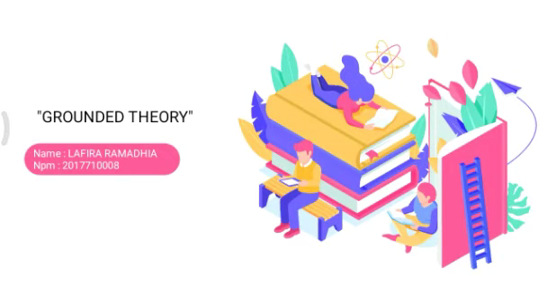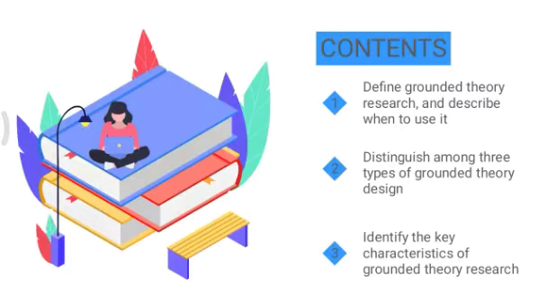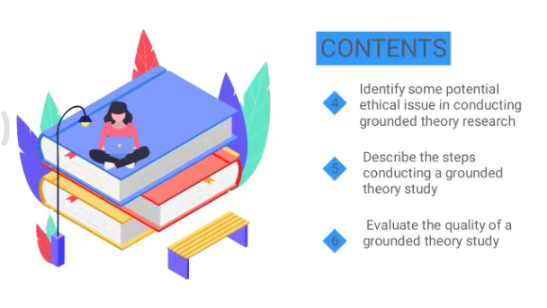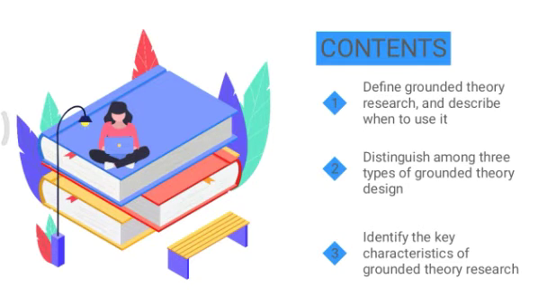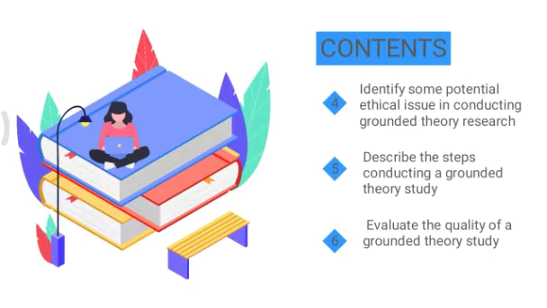I would like to present about grounded theory. In this chapter, there are six topics. The first one is define grounded theory research and describe when to use it. The second is distinguish among three types of grounded theory design. And the third is identify the key characteristics of grounded theory research. And the fourth is identify some potential ethical issues in conducting grounded theory research, and then describe the steps conducting a grounded theory study. And the last is evaluate the quality of a grounded theory study.